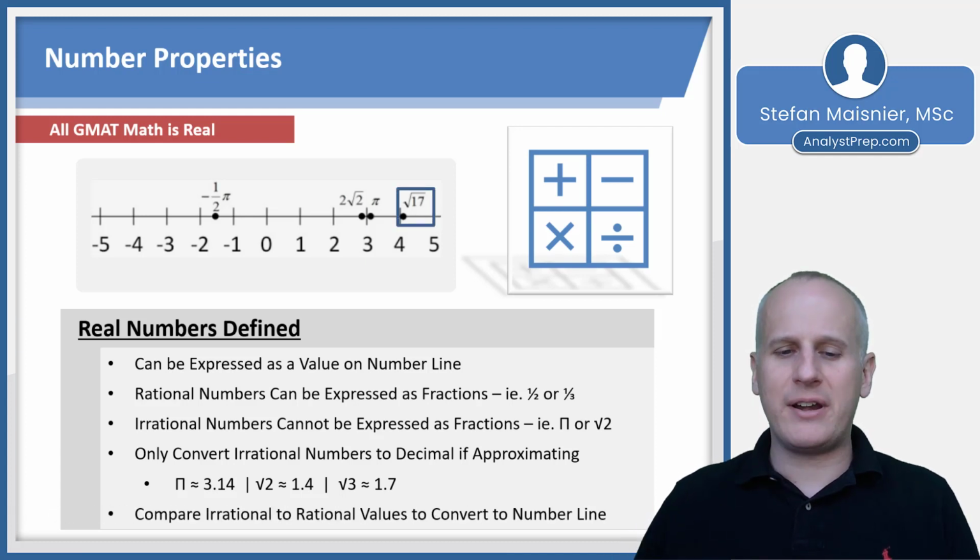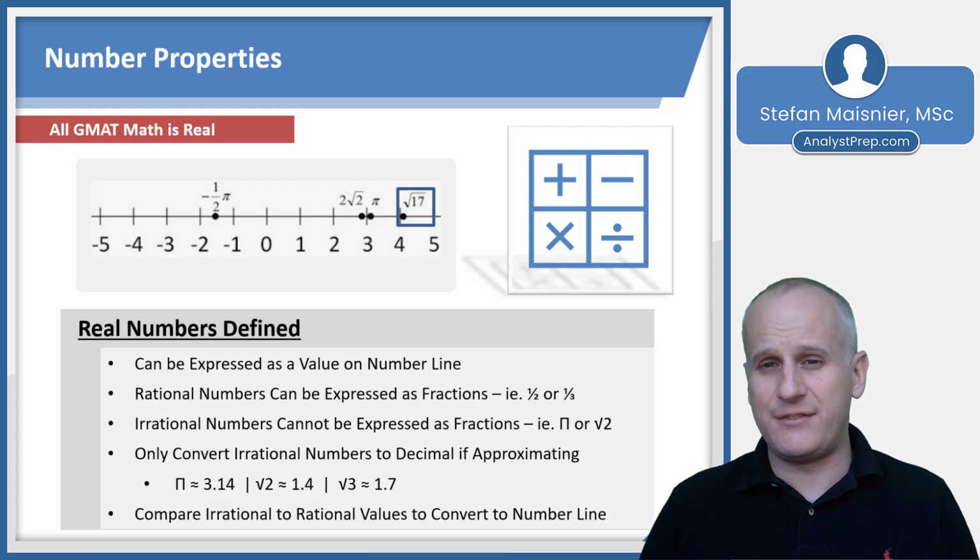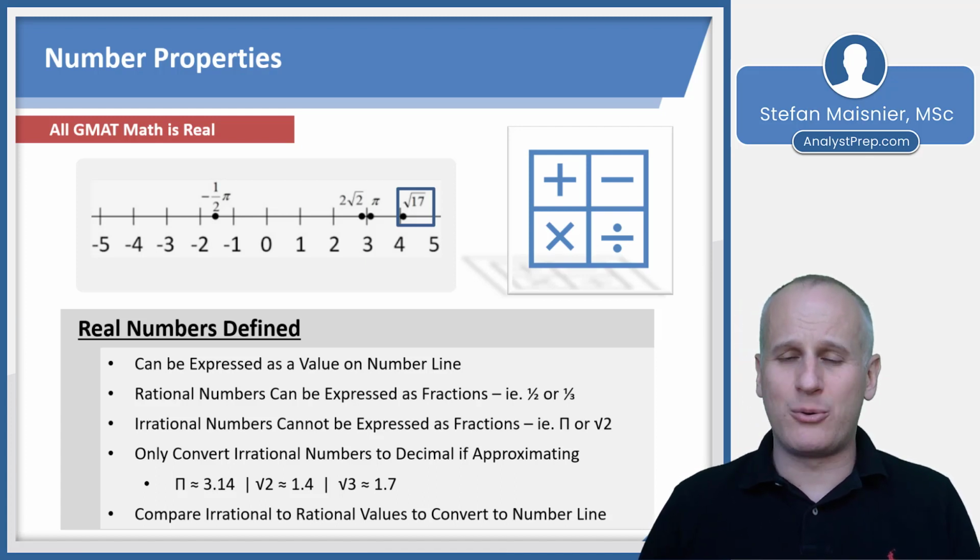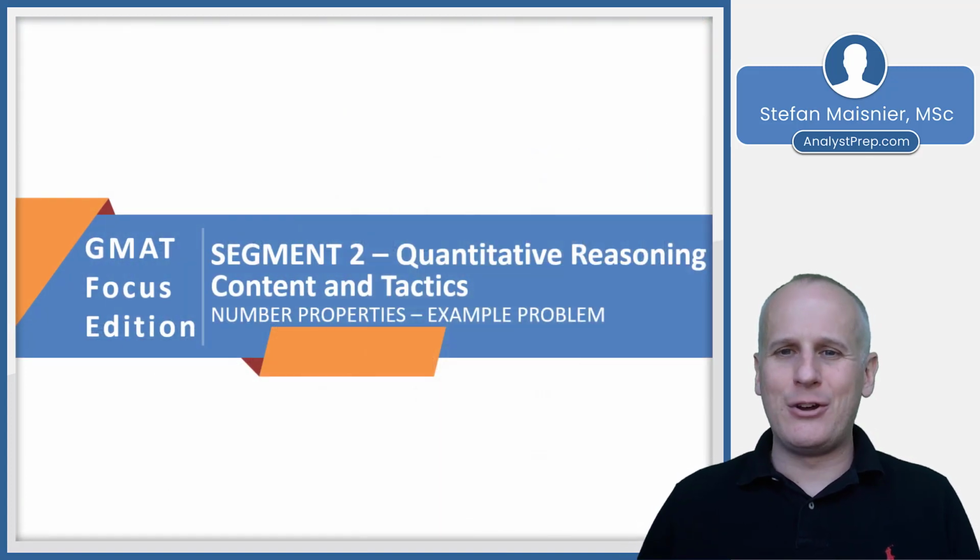And you want to compare irrational values to rational ones to convert on the number line. So for instance, if I was trying to figure out what the square root of 17 was, well, I know that it has to be just a little bit above 4 because the square root of 16 is 4, and the square root of 17 has to be bigger than the square root of 16. And usually with these irrational values, the exam is primarily going to be desiring you to combine to get two rational values or compare them against rational values logically. So let's head on over to the whiteboard and take a look at an example problem involving something that we might need to compare using these number properties.